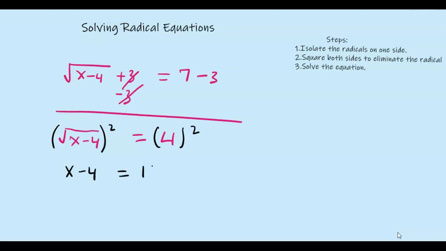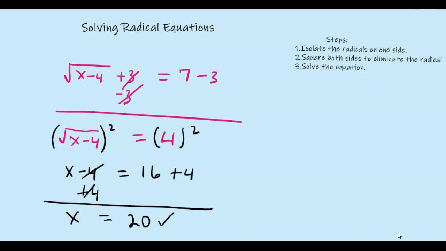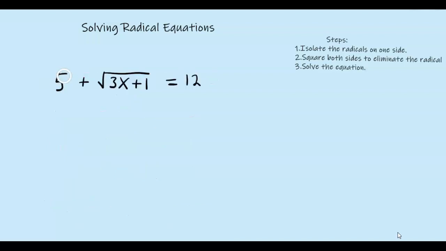4 times 4 gives us 16. Here we want to solve for x by having minus 4. We want to make this 0. So we will add 4 here, and we'll repeat the same thing here. This will turn into 0. 16 plus 4 gives us 20. And we are done. Okay, let's look at the next example.